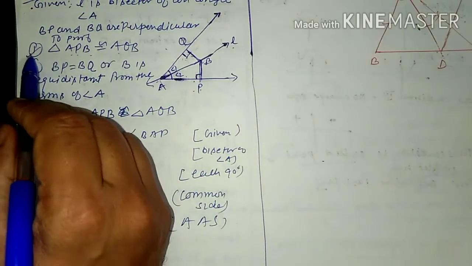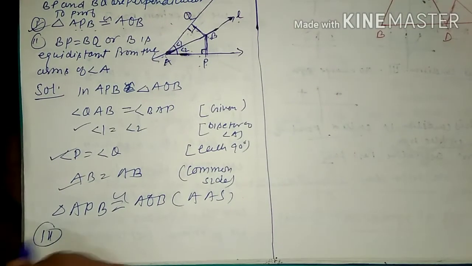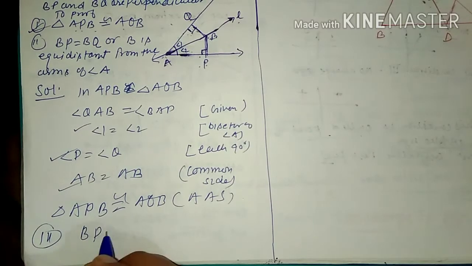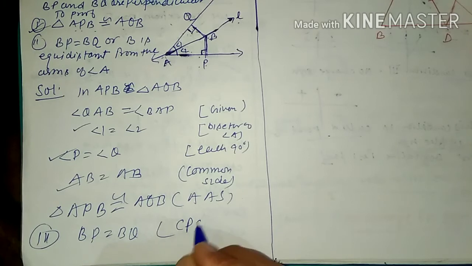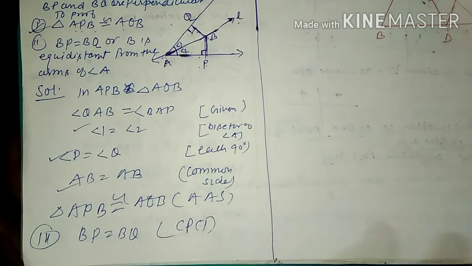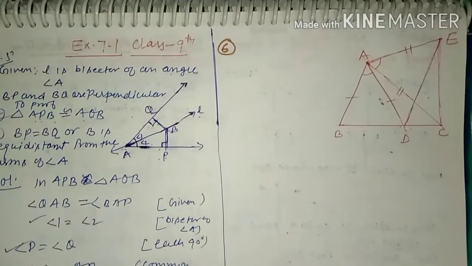Once we prove that these triangles are congruent, the second part is very easy to solve. We can write BP is equal to BQ and the reason is CPCT. Okay. Now let us move to the next question, question number 6.